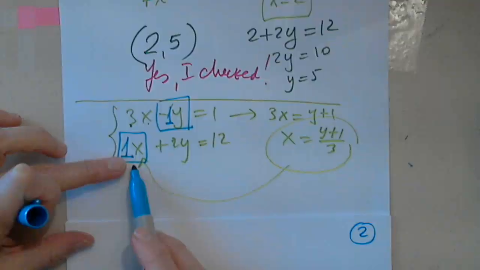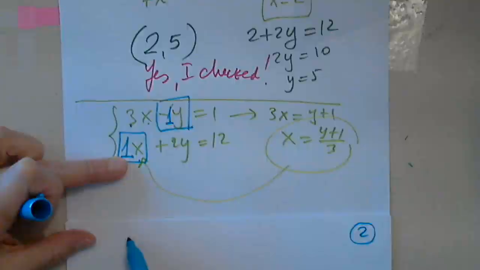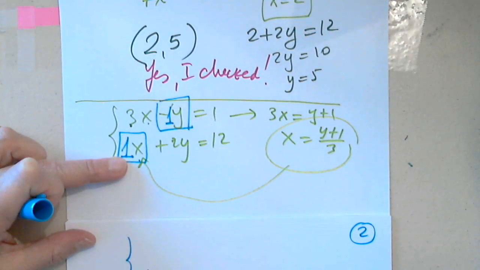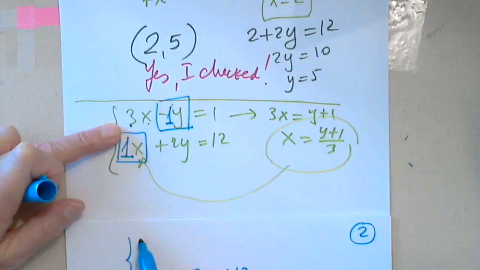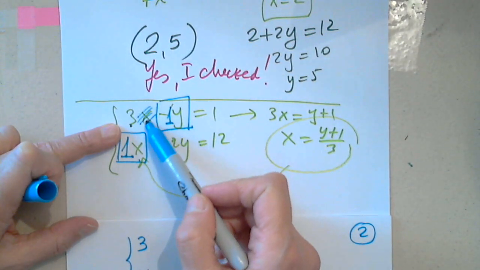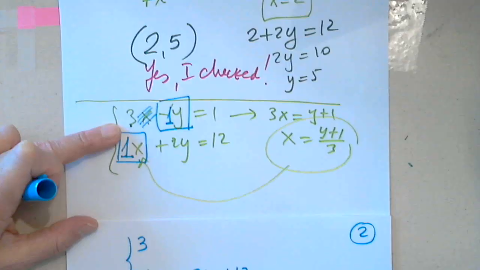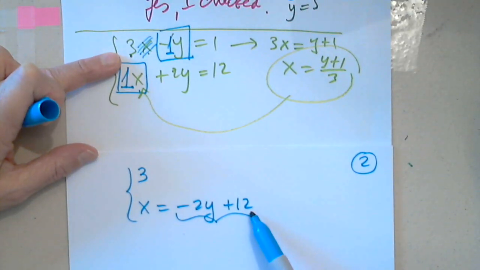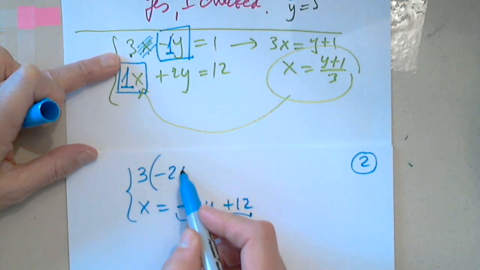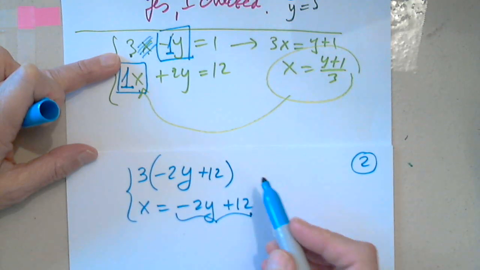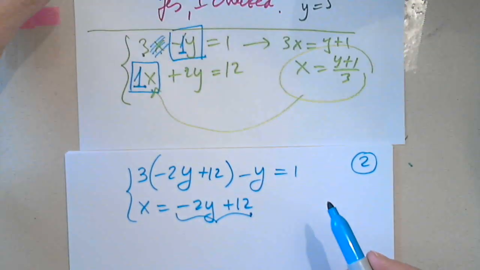Okay, so let's solve for x, the second equation. So I have negative 2y plus 12. In the first equation, I replace this x by this, because x is the same as negative 2y plus 12. So x in parentheses, this quantity, negative 2y plus 12, and minus y equals 1.